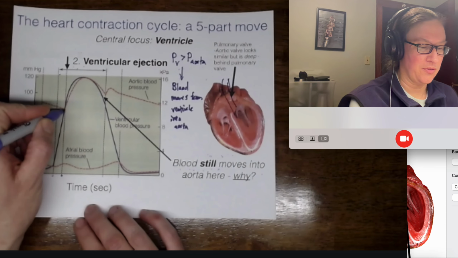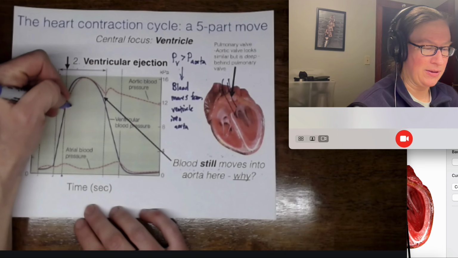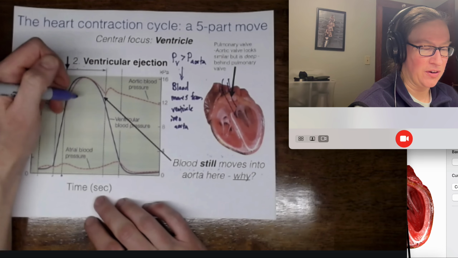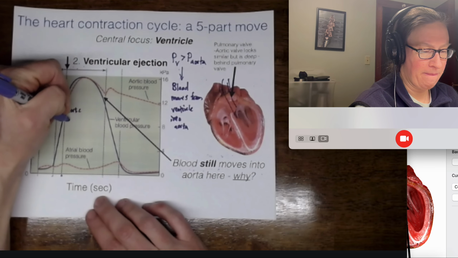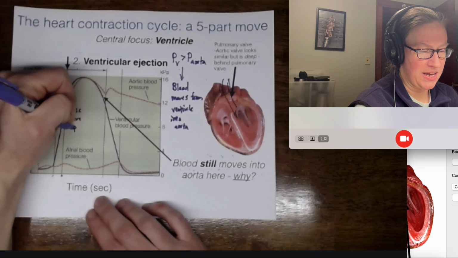So at this crossover point, what's going to happen is the pressure from the ventricle is going to push open the aortic valve, right?